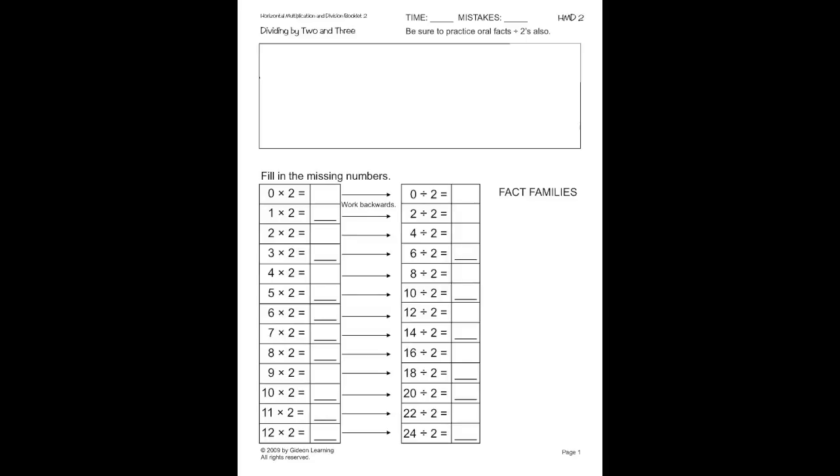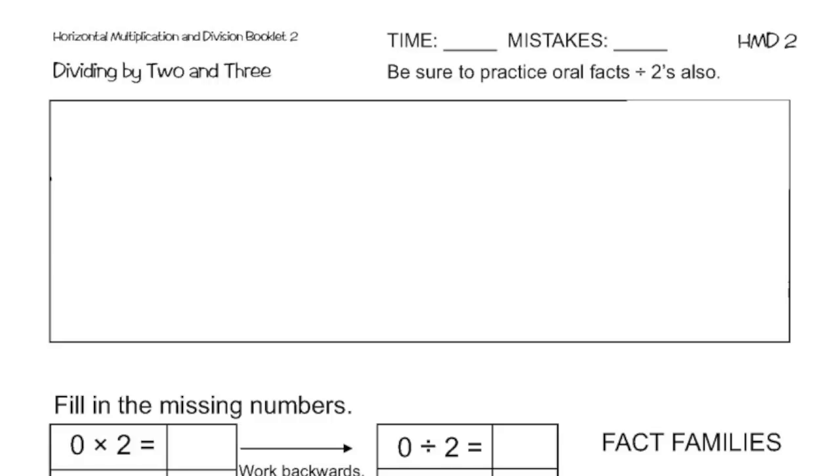Welcome to Horizontal Multiplication Division Booklet 2, dividing by 2 and 3. Now in the previous book we had worked on multiplying by 2 and 3. We had actually gotten a little bit into the division part. I'm going to show you again. So let's look at the sample up top. The whole is going to be these 6 candies.